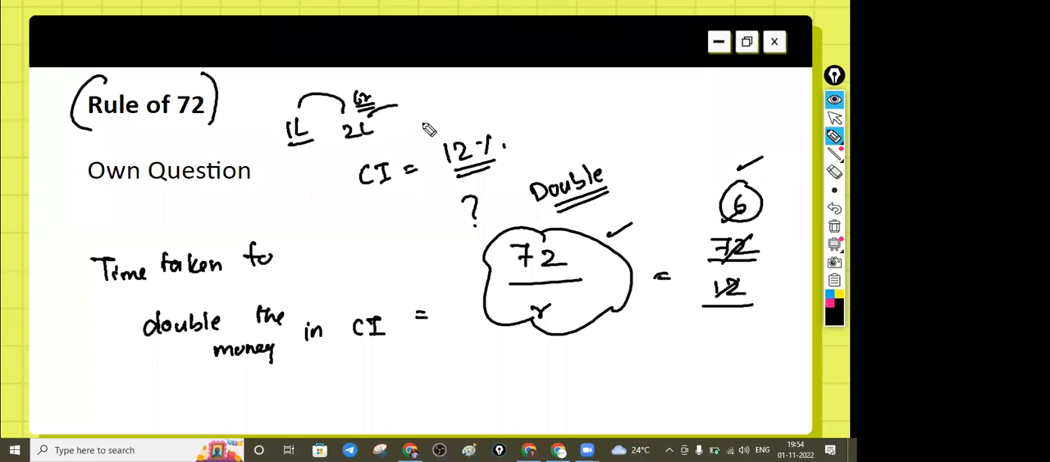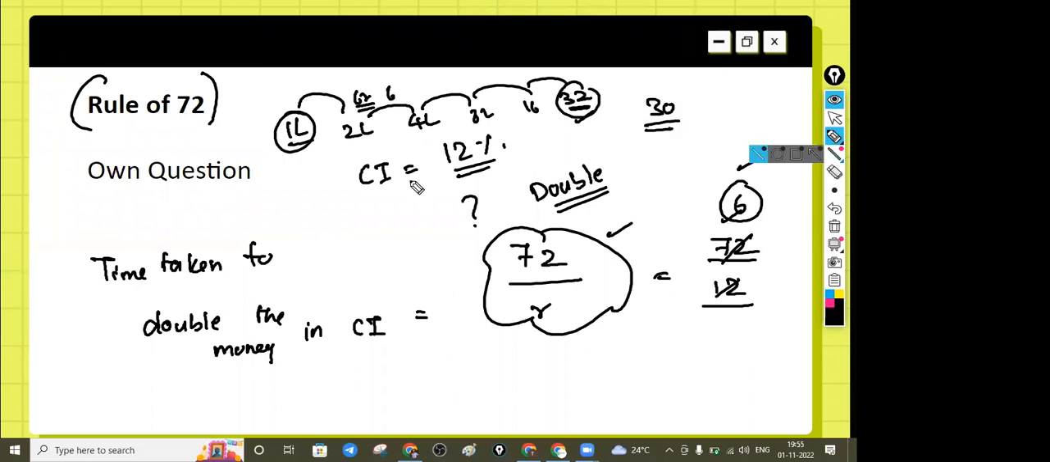In another 6 years, it will become 4 lakhs. In another 6 years, it will become 8 lakhs. In another 6 years, it will become 16 lakhs. In another 6 years, it will become 32 lakhs. Okay, simple. 1 lakh becomes 32 lakhs in 30 years.